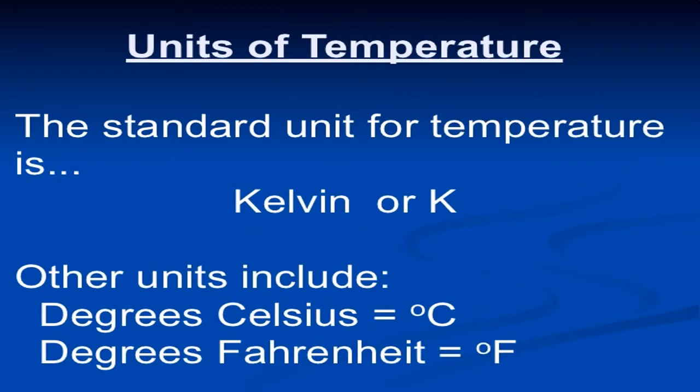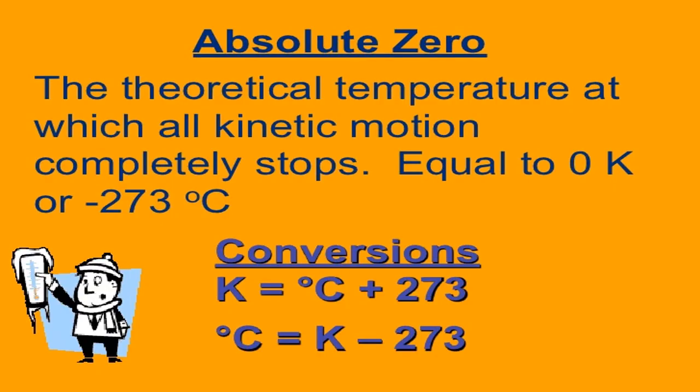Units of temperature. The standard unit for temperature is Kelvin or K. Other units include degrees Celsius, C, and degrees Fahrenheit, F. Absolute zero. The theoretical temperature at which all kinetic motion completely stops, equal to 0 Kelvin or negative 273 degrees Celsius. Conversions. Kelvin is equal to degrees Celsius plus 273. Degrees Celsius is equal to Kelvin minus 273.